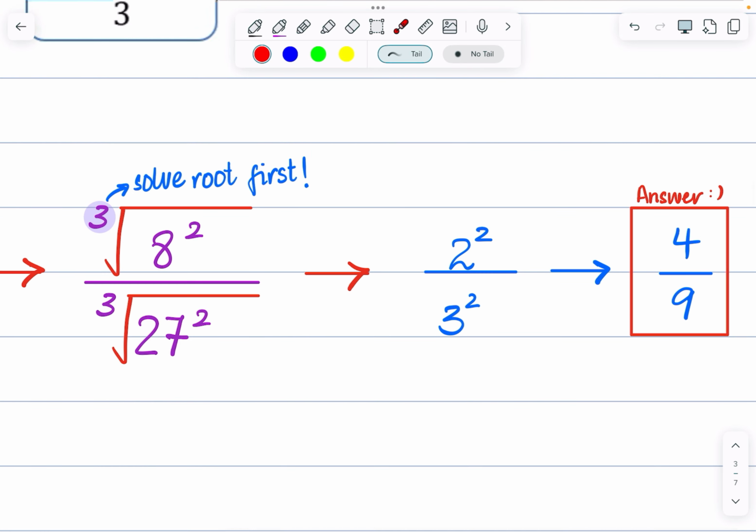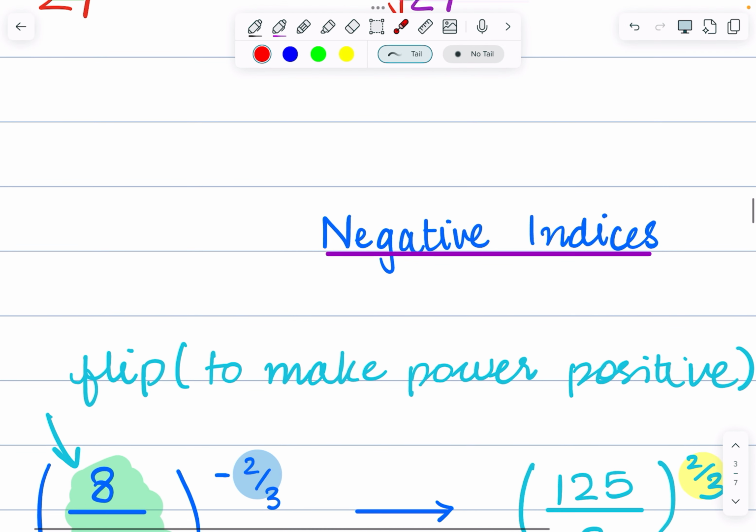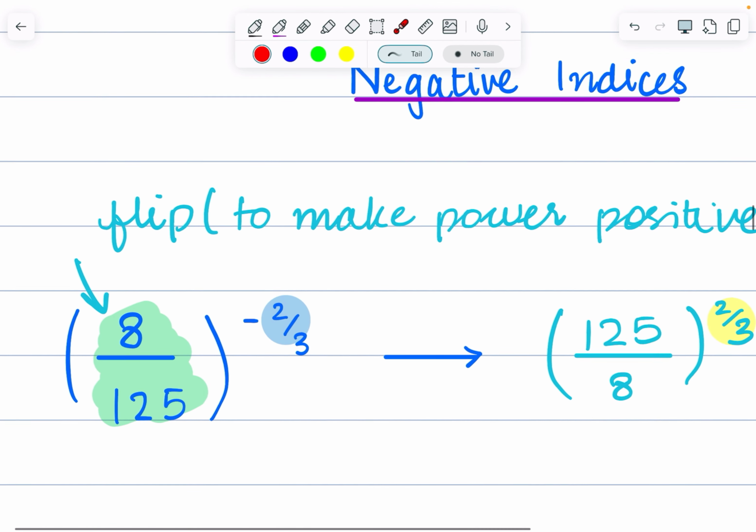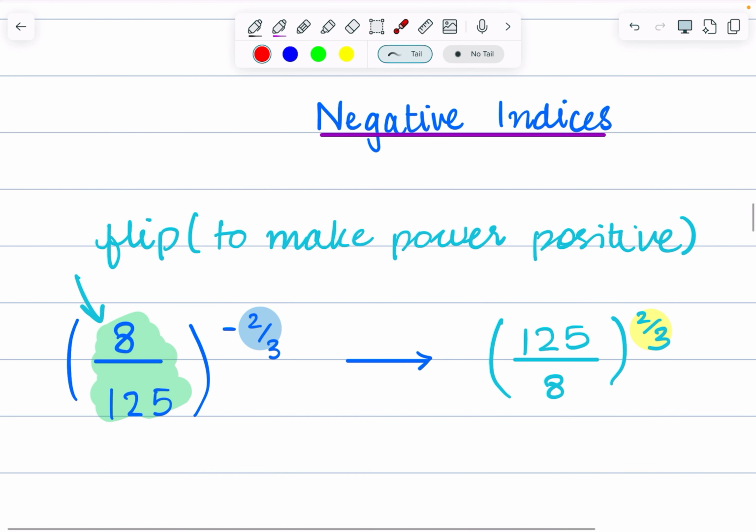Good job, well done. Okay, negative indices, same thing, a little bit confusing. Once again, ghabrana nahi hai. All you need to do is, you can notice that the power is negative. It's 8 over 125 whole power minus 2 over 3.